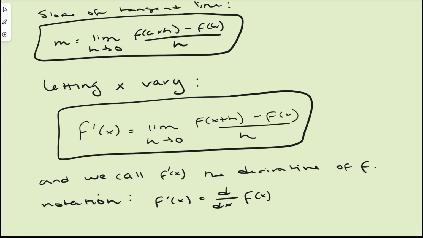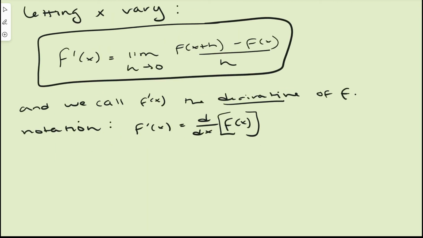In this notation, we see that we can view the derivative, or differentiation, as an operation that we're doing on a function f of x, just like addition is an operation that we perform on numbers. We come up with rules and laws of differentiation which allow us to compute the derivative of a function f without taking a limit.